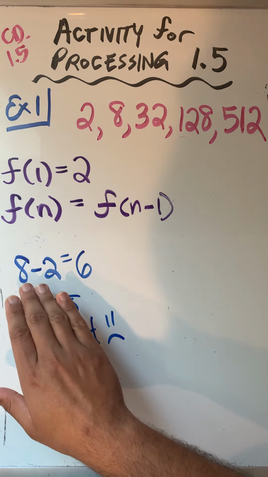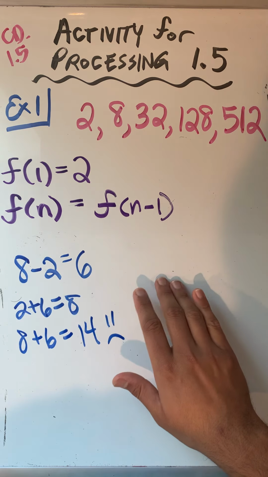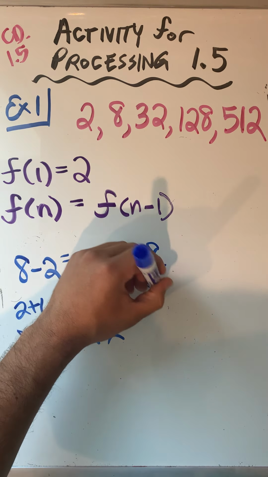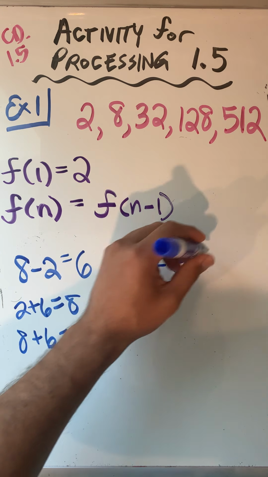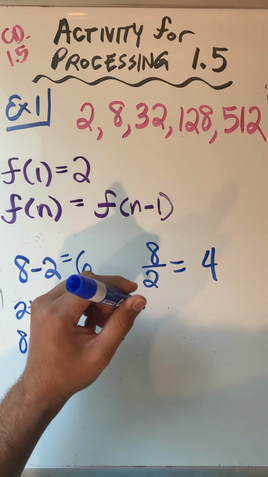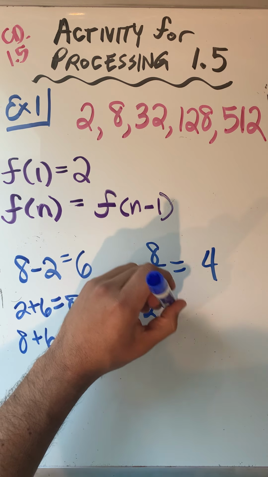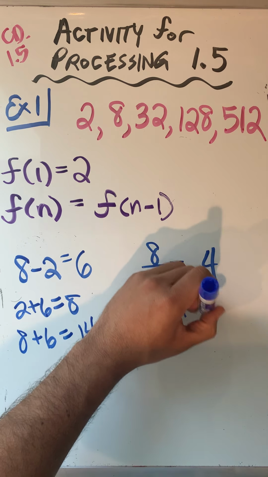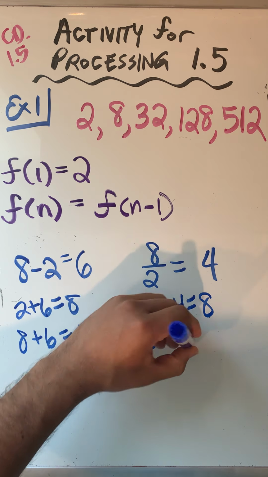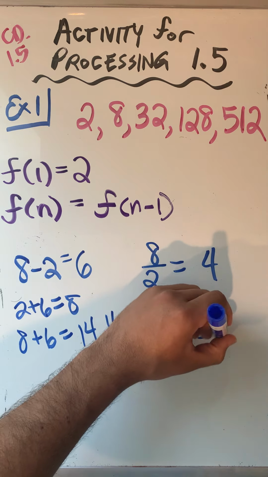So what we can do here instead, to find the growth factor, let's use the other operation of division. So 8 divided by 2 is 4. So it looks like we can multiply by 4 and see if that works. So 2 times 4 equals 8. Okay, that works. Let's take 8 times 4, which is 32. Okay, cool.